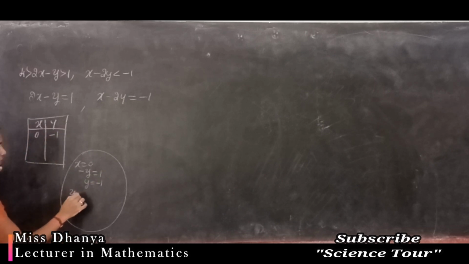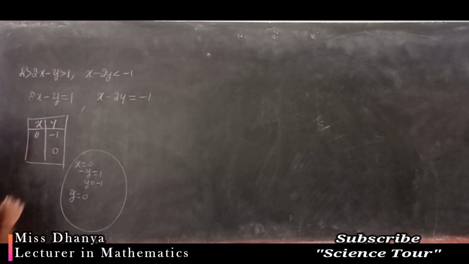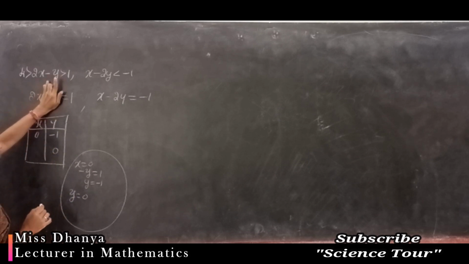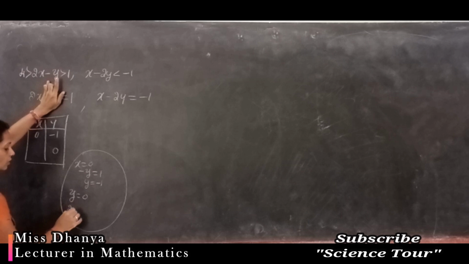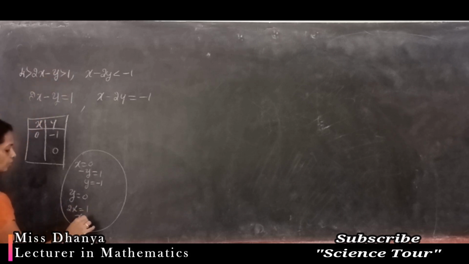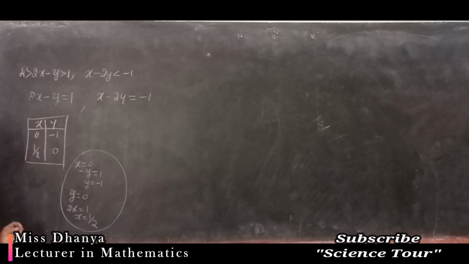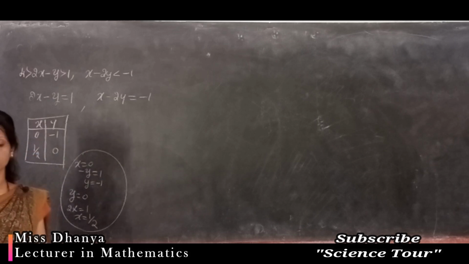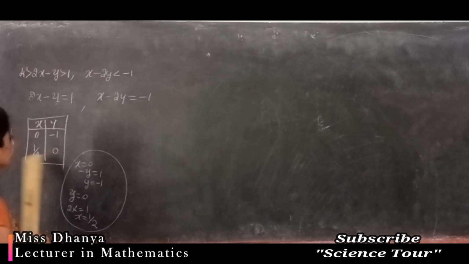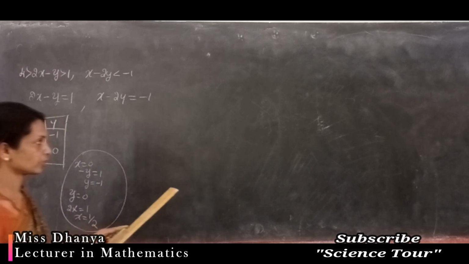Next, when y is equal to 0, what do we get as the x value? When y is equal to 0, this term will vanish. 2x is equal to 1. So that gives you x is equal to 1 by 2. So here 1 by 2 in the x column for y is equal to 0. Now we mark these 2 points in the Cartesian plane.